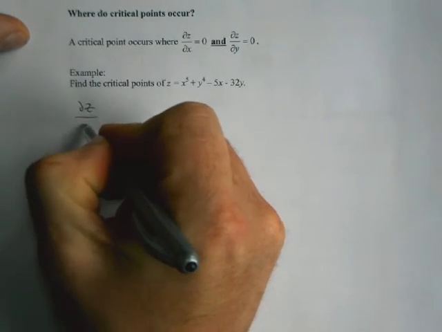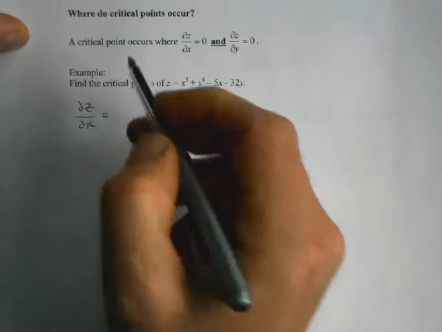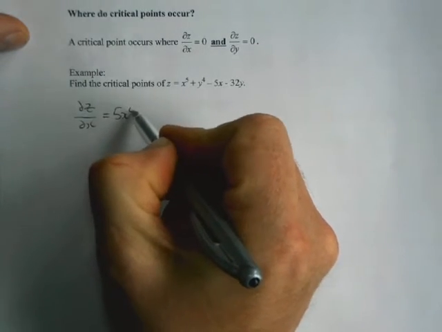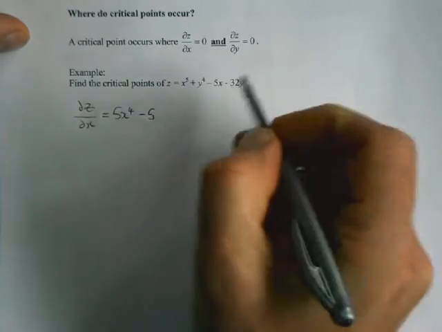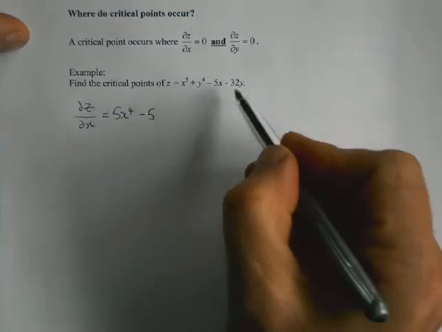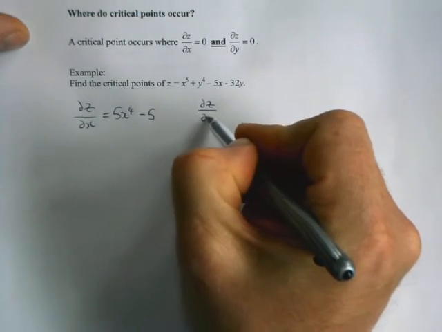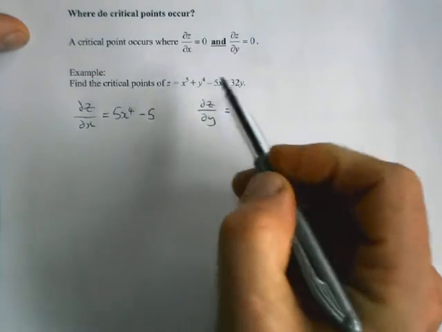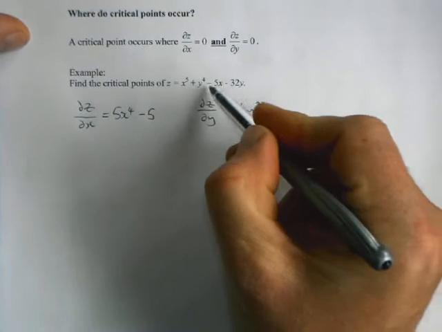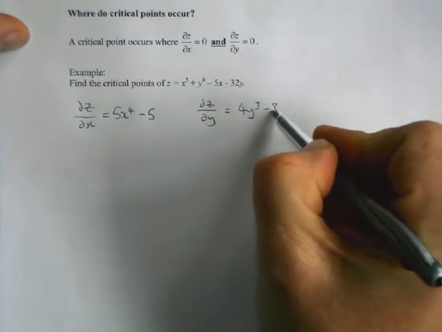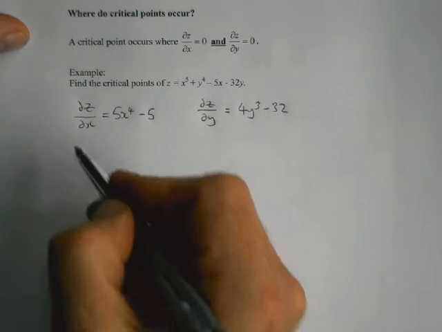Partial z, partial x: differentiate this with x as the variable, so we end up with 5x to the power of 4. This one goes away because y is just a constant, minus 5, and that one goes away because y is just a constant again. Then the partial with y as the variable, so x is a constant and disappears, so we've got 4y cubed, minus 32. And we're trying to find where both of those things are equal to 0.